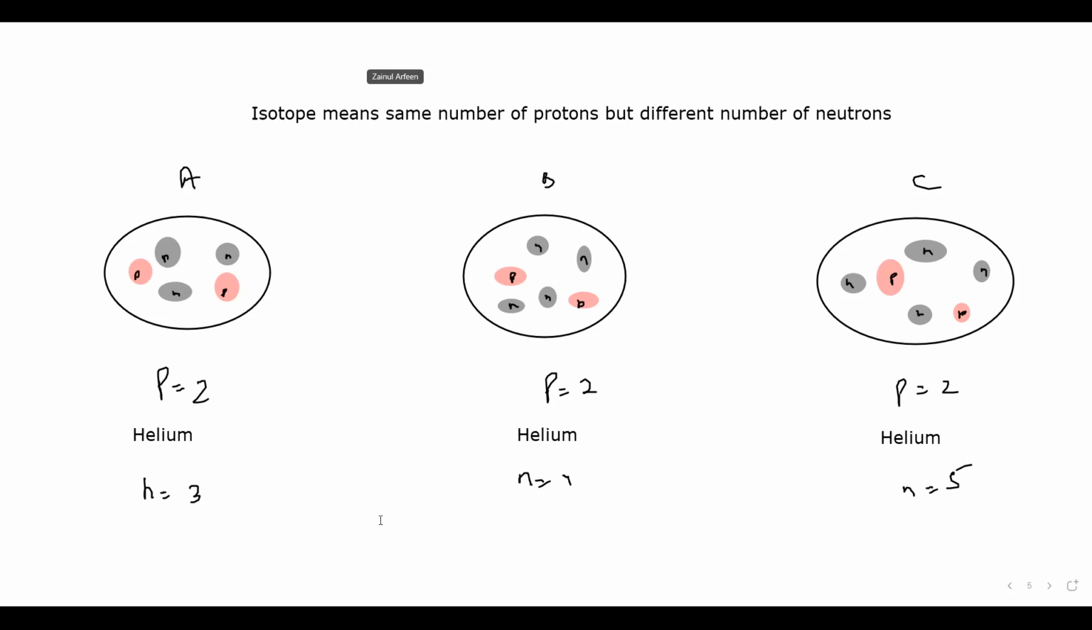So we call that A, B, and C isotopes of helium. Is it clear? So basically the term isotopes means the atoms have the same number of protons and a different number of neutrons. Is it clear, Sime?